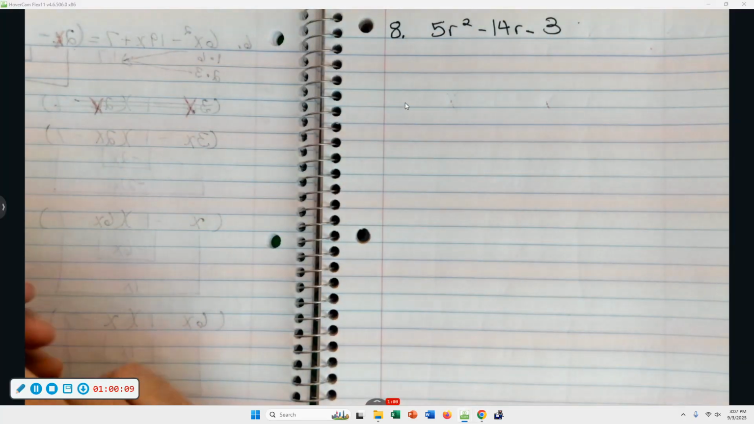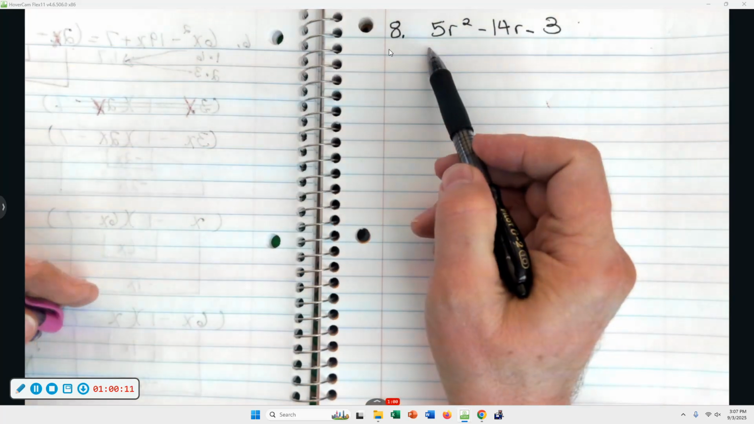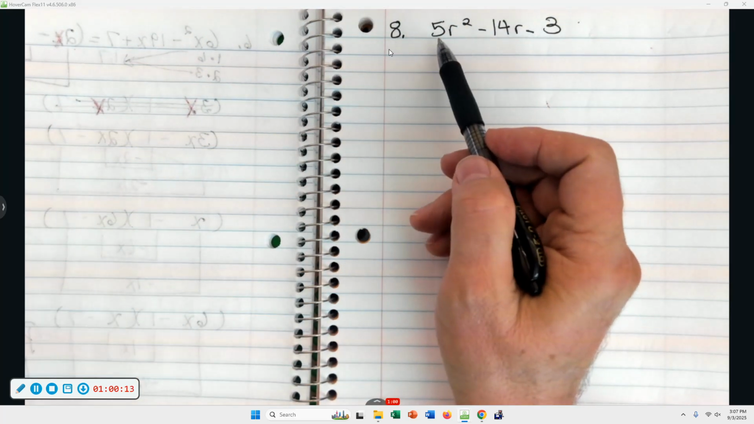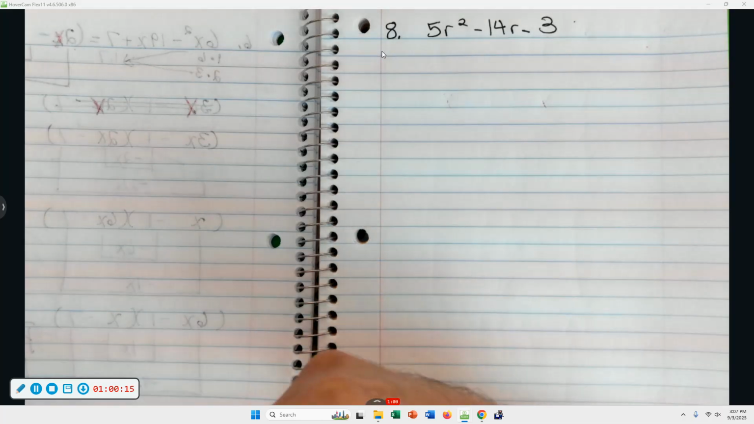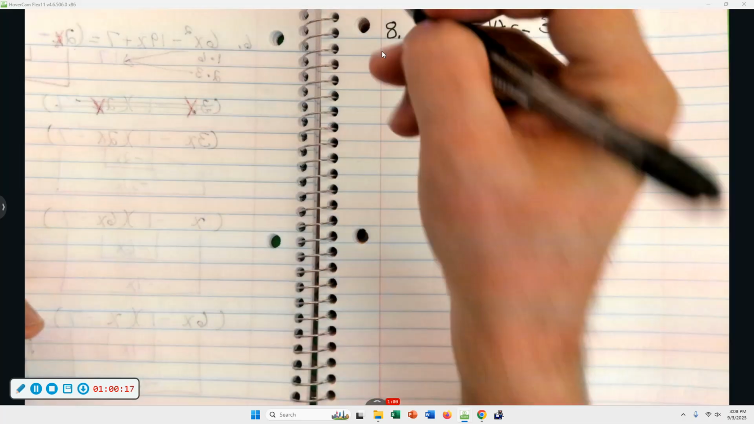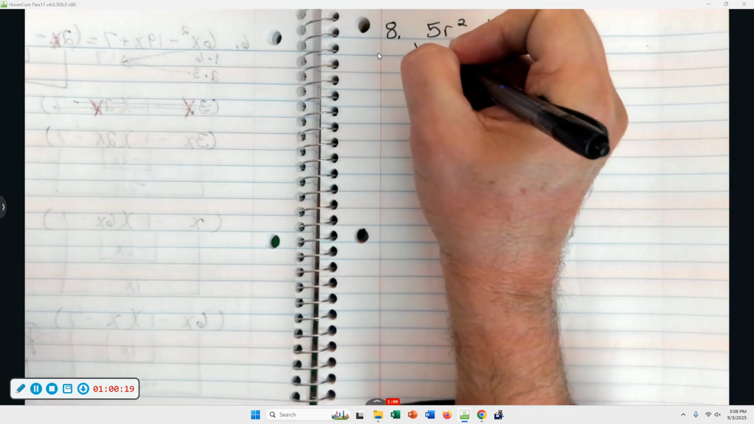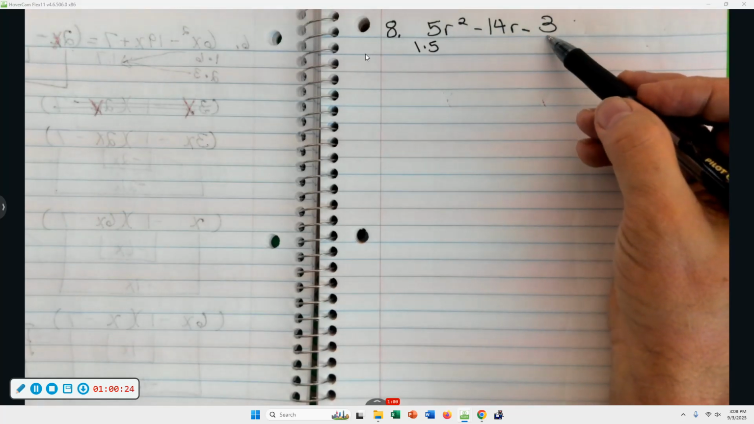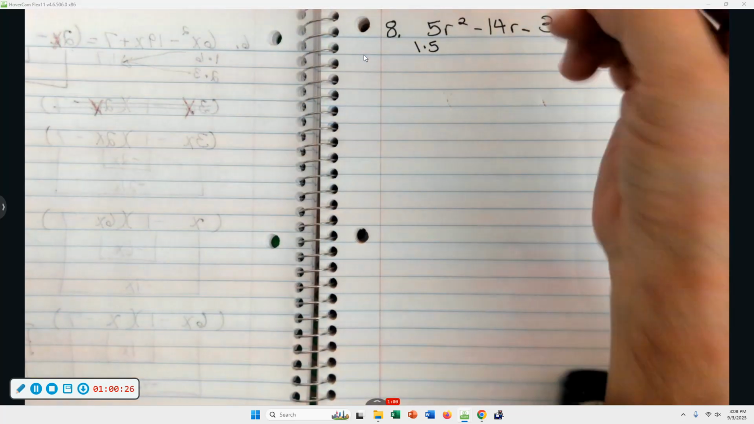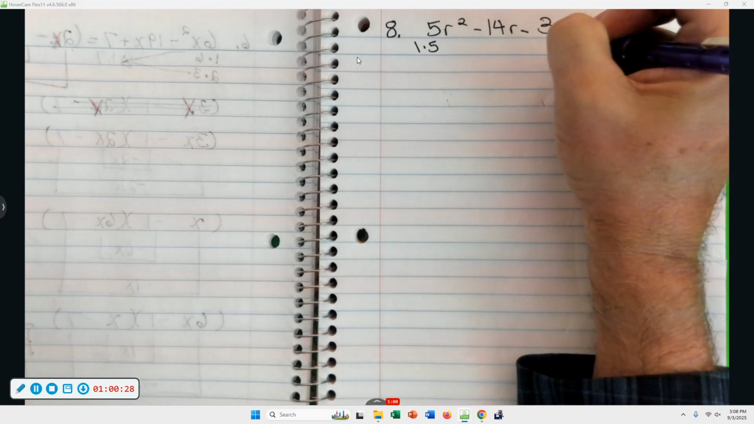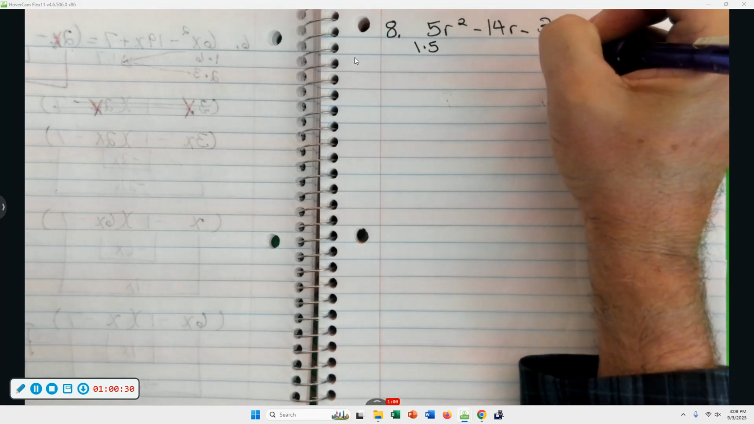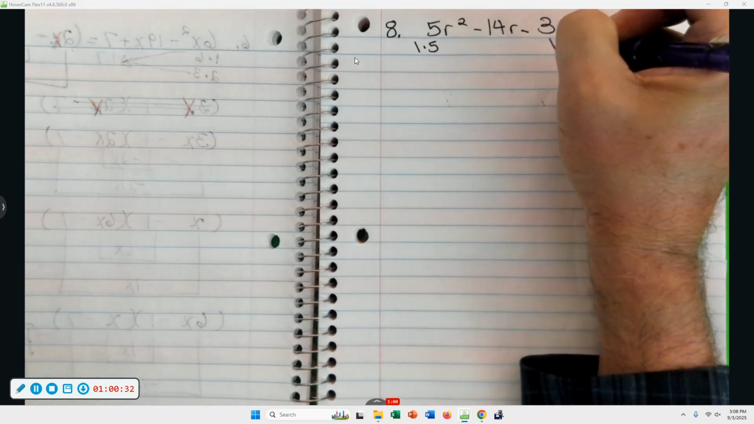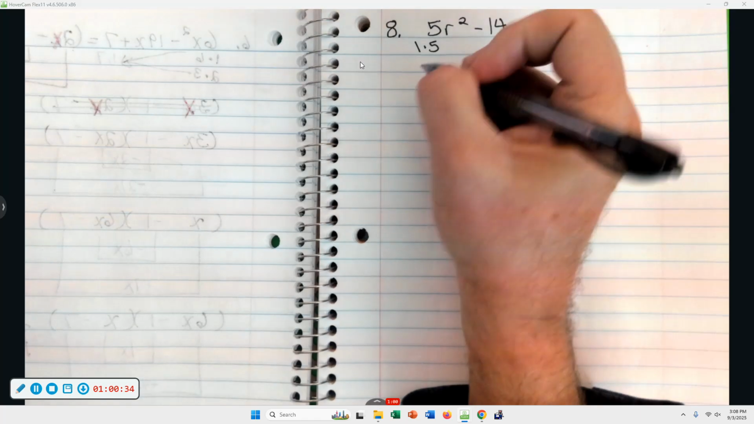Well, 5 is a prime number. There's only one pair of counting numbers you can multiply together to give you 5. That's 1 times 5. 3 is also prime. That's nice. 1 times 3 is the only possibility there. Let's write our 2 sets of parentheses.